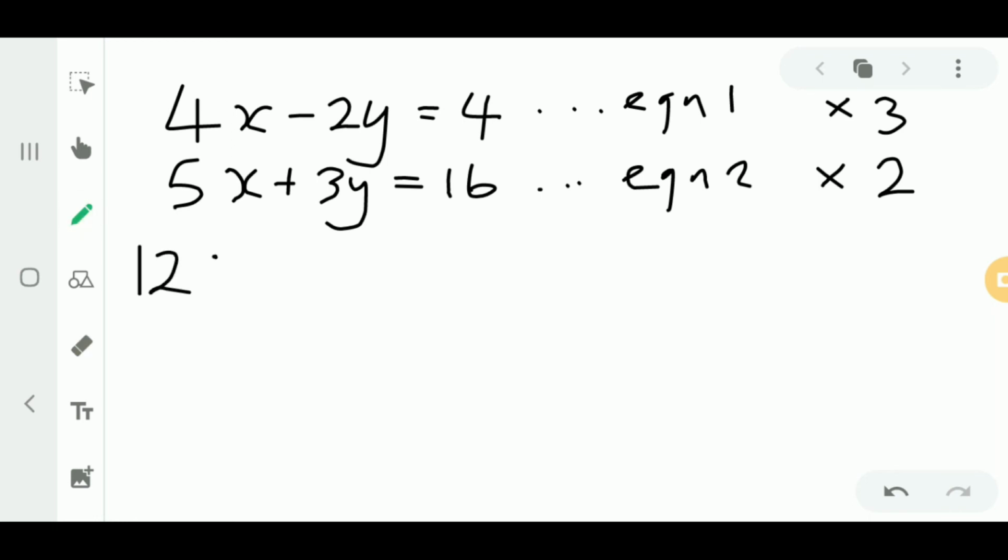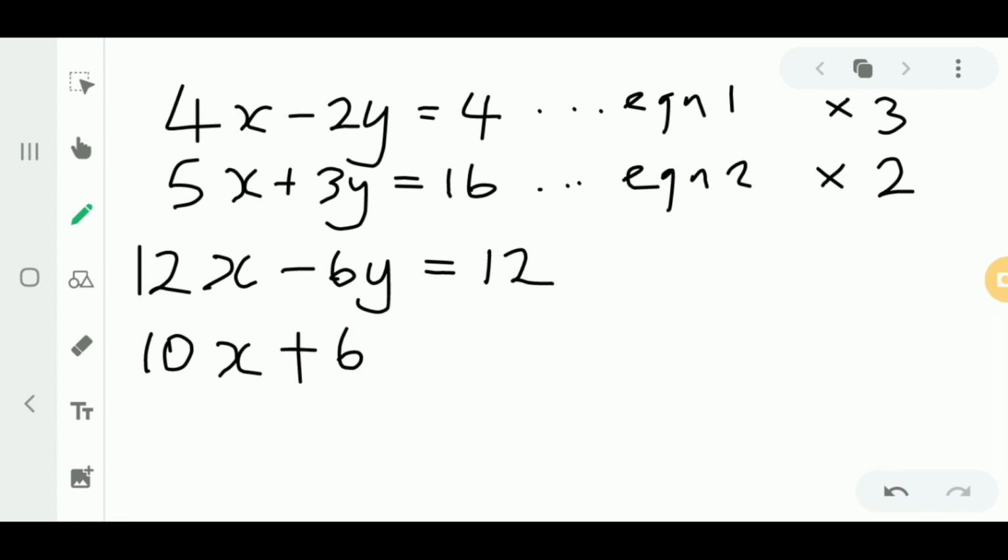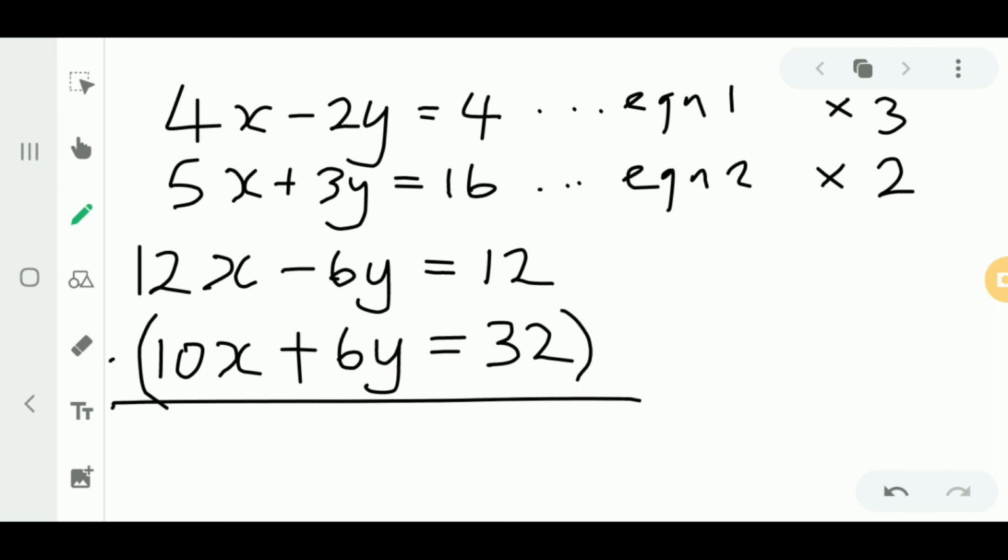So that's 12x minus 6y is equal to 12. For equation 2, that's 10x plus 6y is equal to 32. Okay, so now if we look, we'll realize that the first equation has a minus 6y and the second equation has a plus 6y. Now whenever the signs are different, what we would need to do is add the equations. So that's 12x plus 10x, that gives you 22x, minus 6y plus 6y, that gives you 0. 12 plus 32, that gives you 44.